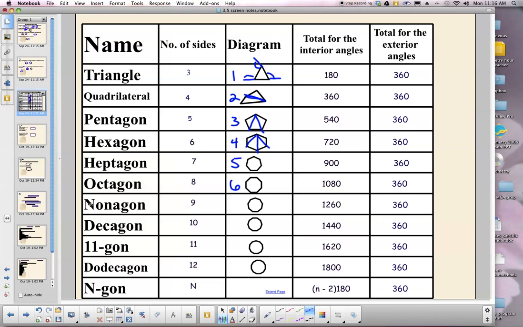Each one of these has its own name. You probably have heard, triangle, quadrilateral, pentagon, hexagon, heptagon, octagon. 9 sides is nonagon. 10 sides is decagon. 11 sides, they did not create a prefix for 11, so it's just 11gon, and then 12 is dodecagon. Anything above 12, we use the number of sides it has. So for example, for 13 sides, we would call it a 13gon, just like we do for 11. 14gon, 15gon, and so on.